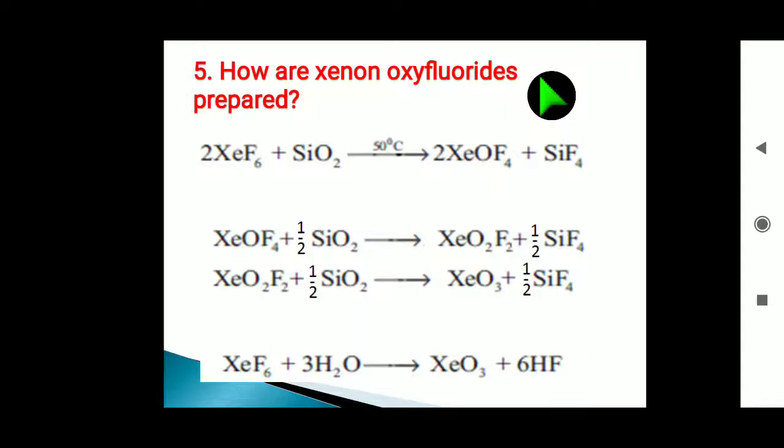The first equation we see: xenon hexafluoride reacts with silica at 50 degrees Celsius. It gives xenon oxyfluoride, XeOF4, with silicon tetrafluoride. Okay, to balance this equation, first you see the oxygen.